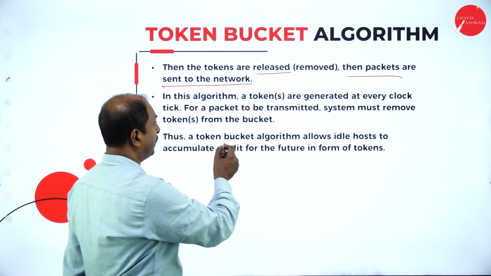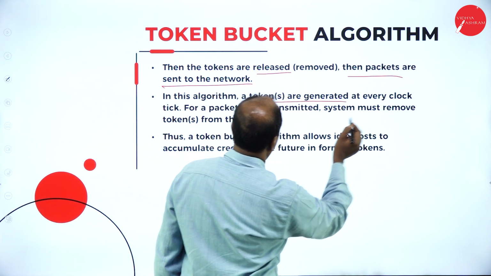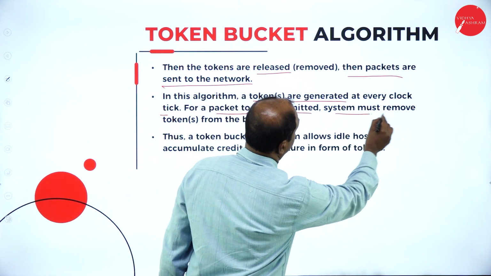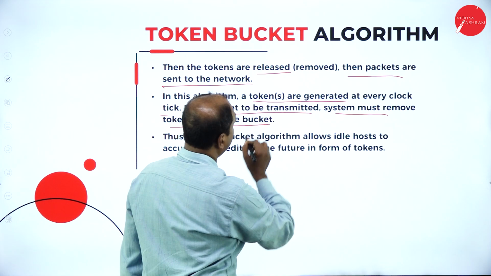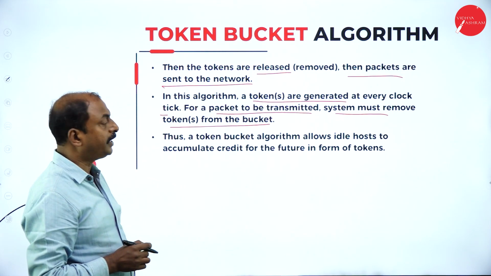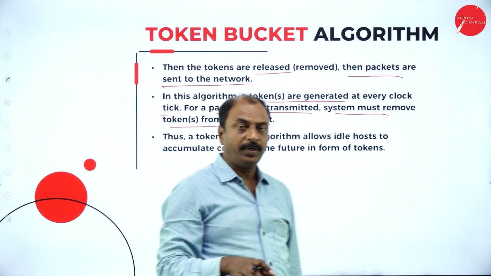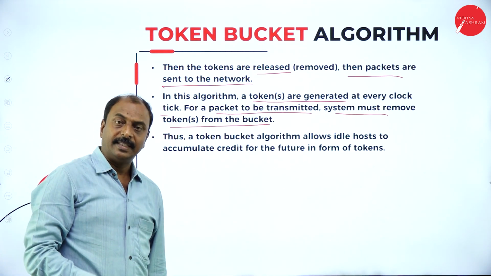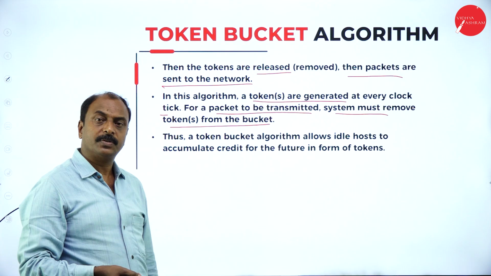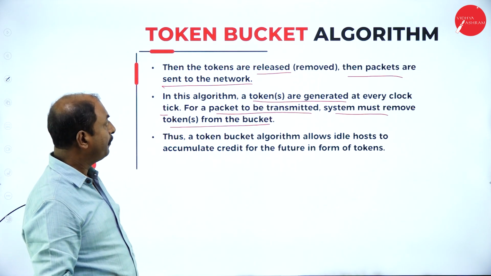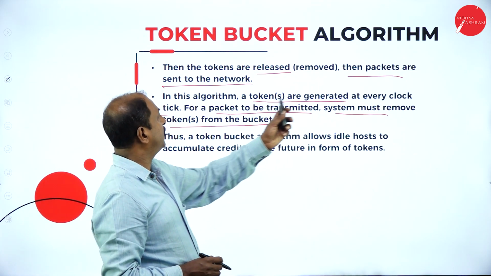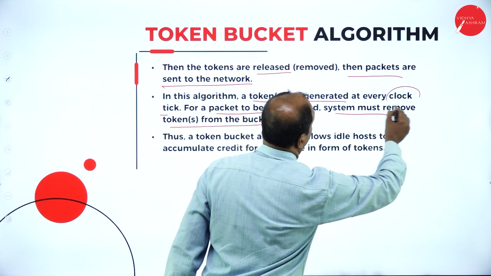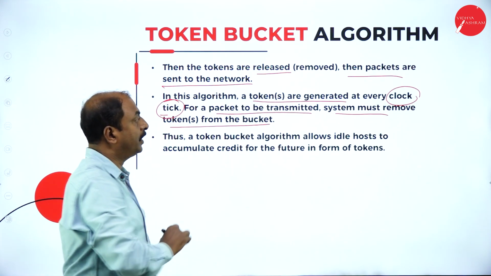Now in this algorithm, tokens are generated at every clock tick. For a packet to be transmitted, the system must remove tokens from the bucket. So the concept here is, once the tokens are filled into the bucket, it starts releasing the tokens from the bucket, and then the data packets move into the network. Similarly, it generates tokens at every clock tick, meaning at a regular interval of time.